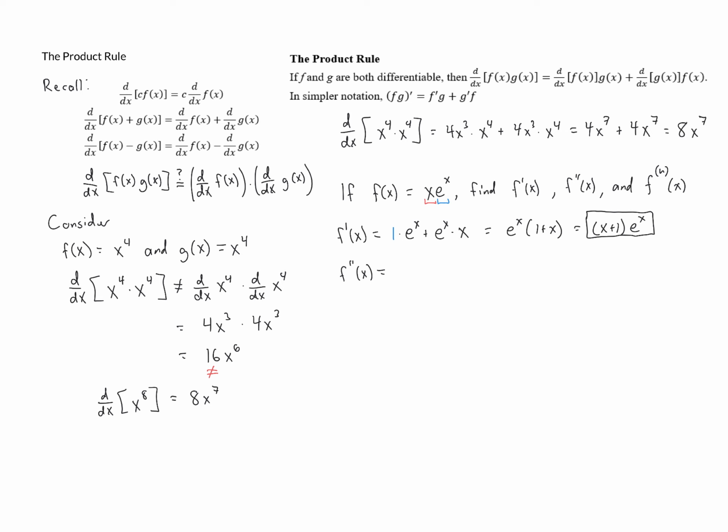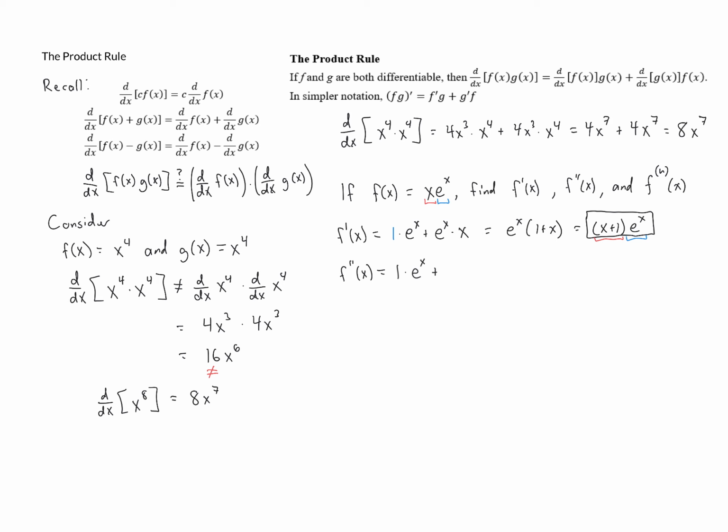And you'll notice what we just got is, in fact, a product. The first factor is x plus 1. The second factor is e to the x. So again, we're going to use the product rule, which says we've got to take the derivative of the first times the second plus the derivative of the second times the first. So we start with the derivative of the first. The derivative of x plus 1 is just 1, because the derivative of x is 1 and the derivative of 1 is 0. So we've got 1 times that second factor, which is e to the x, plus the derivative of the second times the first.